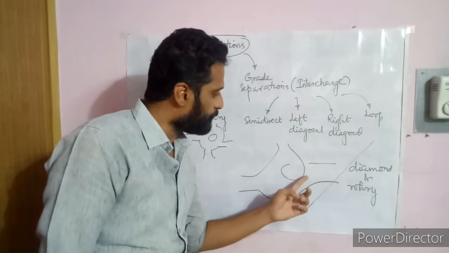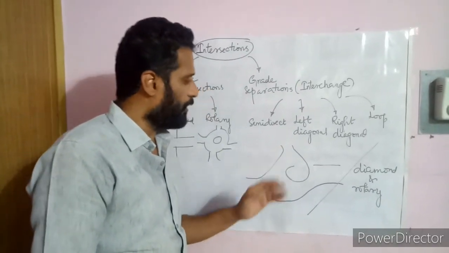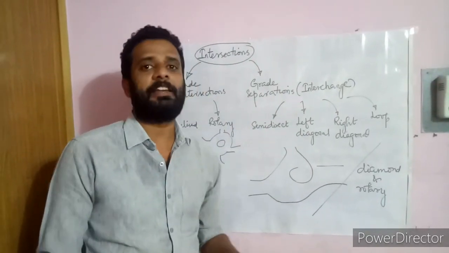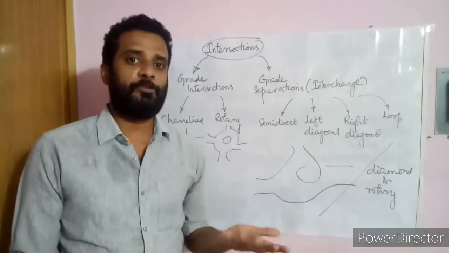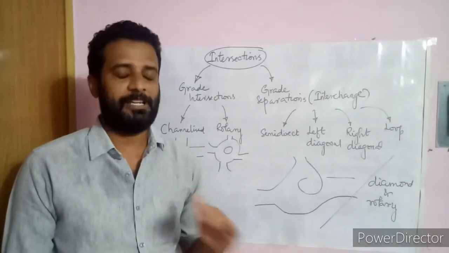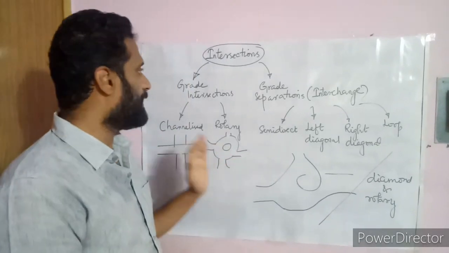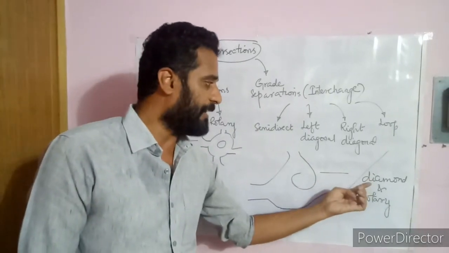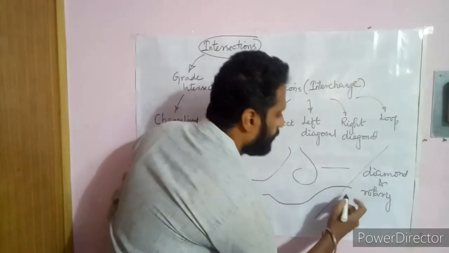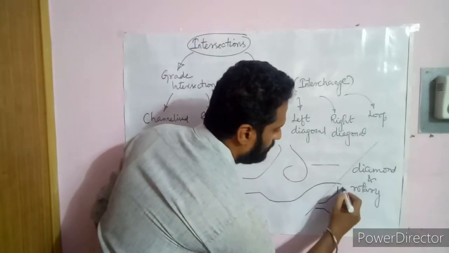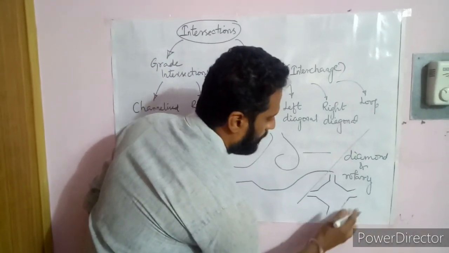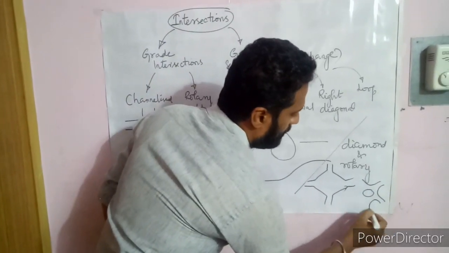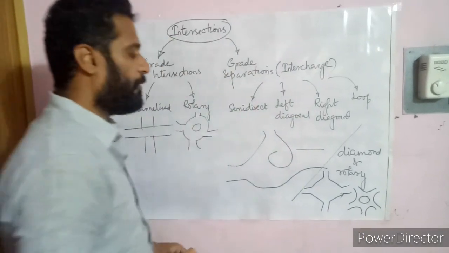The loop is generally used to change directions. In all cases, grade intersections and grade separations are used to change the direction of the traffic flow. So maybe from the right side to the left side, or even to take U-turns for changing traffic movements, we go for these grade intersections and grade separations. Even grade separations can be designed in the form of diamonds and rotaries. So, diamond pattern, and also a rotary pattern. High bridges are even constructed in the form of a rotary pattern.